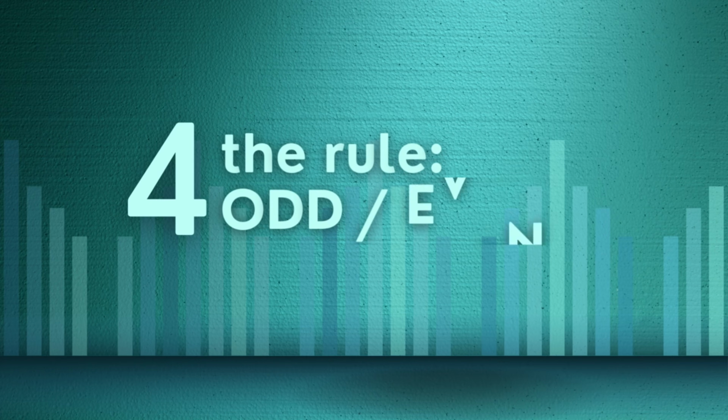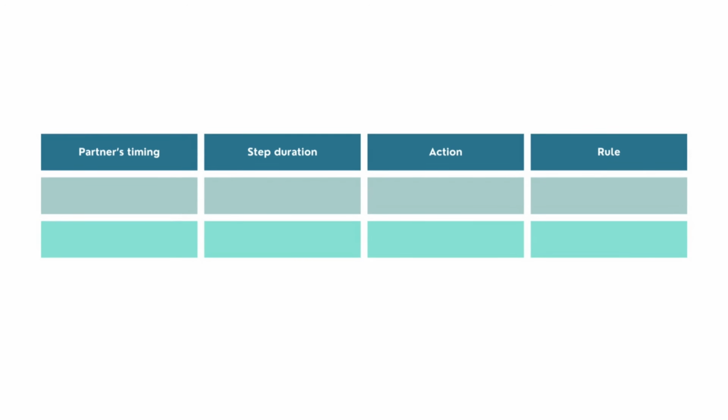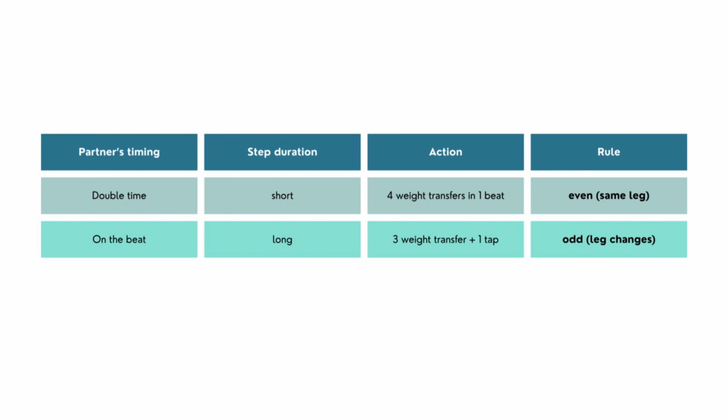4. Summary, the odd-even rule. To keep it simple, remember this table. Partner's timing: if it's double time, step duration is short, the adornos action is 4 weight transfers, the rule is even, same leg. If the partner's timing is on the beat, step duration is long, the adornos action is 3 transfers and 1 tap. The rule is odd. It changes the leg.